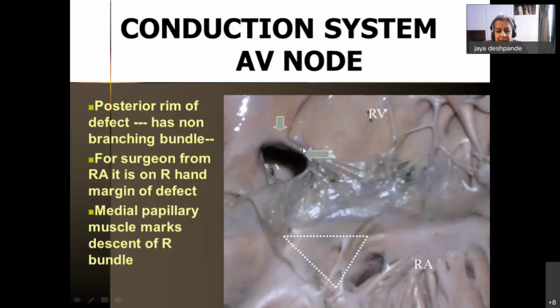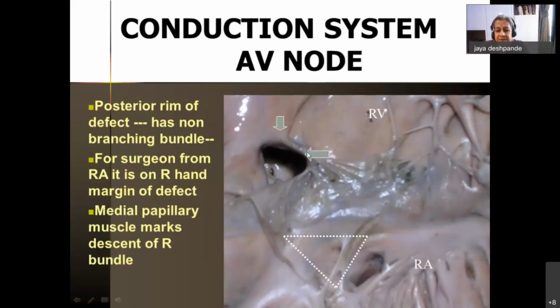Now we are looking at a simple perimembranous defect. So here we have the triangle of Koch, here we have the AV node, and then the AV node pierces the central fibrous body, the common bundle of His. It comes down across the crest of the ventricular septum. Here would have been the membranous septum.